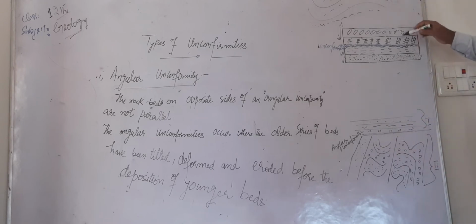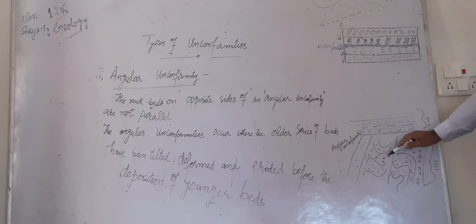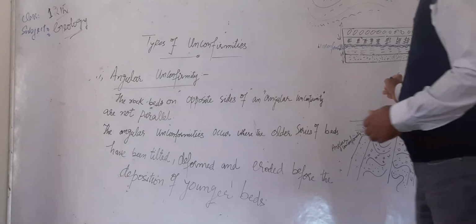No doubt, the rocks we have seen are formed in a parallel fashion. These rocks are not in a parallel fashion, but in an opposite direction. Some are vertical, some are horizontal, in different directions, in slanting positions, or we can say in tilted form.